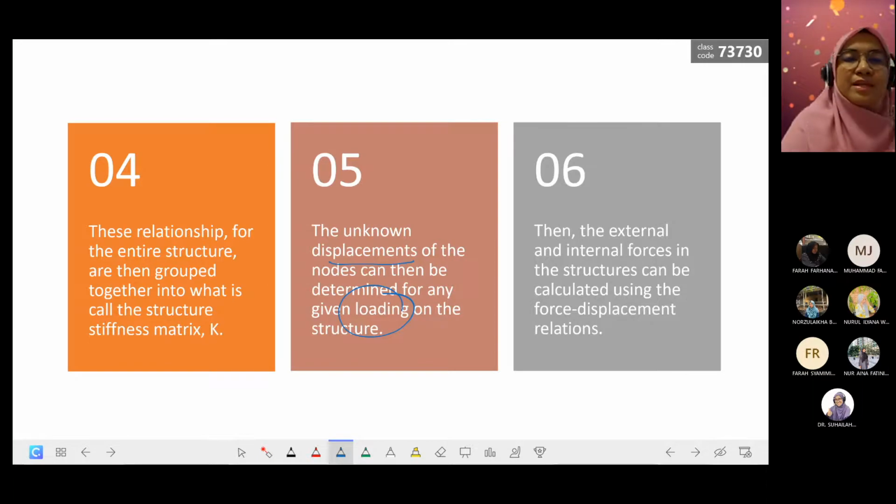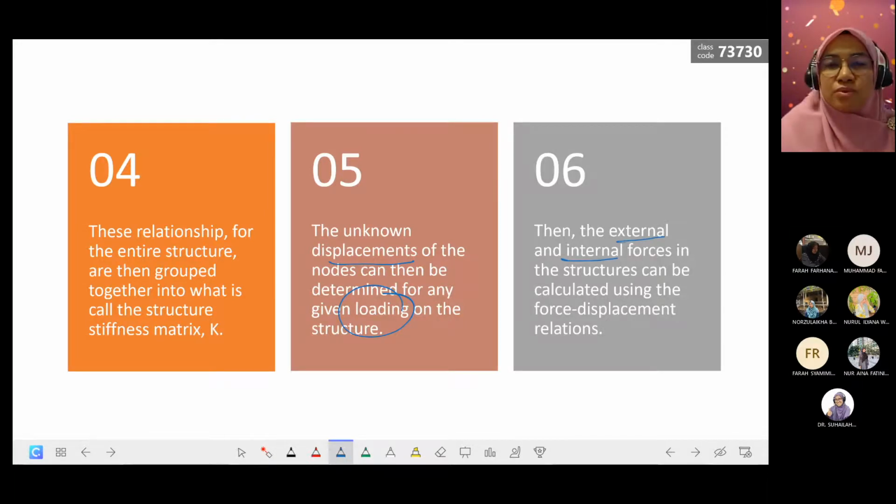Okay, for a given loading means that whenever the structure has no load, there is no displacement. And displacement will depend on either loading or temperature changes or fabrication error. Of course, we need to also consider the effect of temperature as well as fabrication error in order to calculate displacement, because temperature changes and fabrication error will also influence the displacement and forces. Okay, and once displacements have been determined, then only can we calculate external and internal forces.